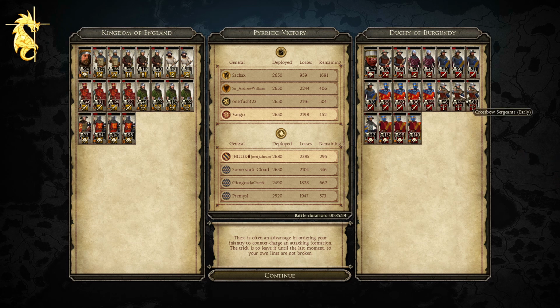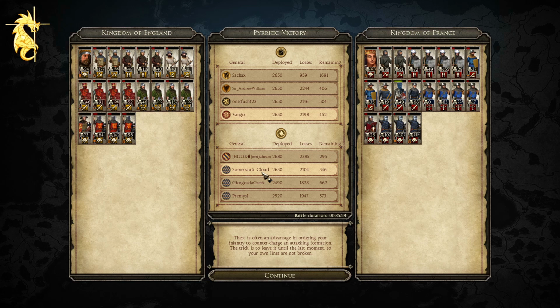Now for the French, we've got Hiller here as the Duchy of Burgundy. He, I think, had a little bit of problems with that right flank there. 123 on the crossbow sergeants. Sergeants did all right. Cavalry 140, 137. Somersault Cloud as one of the French armies. 373 on his general. 225 on the arbalisters. His cavalry 384 on the French chevaliers.